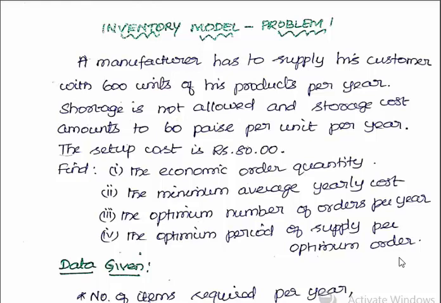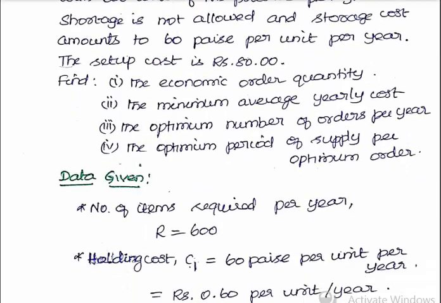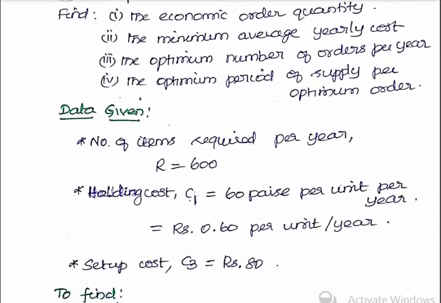The word manufacturer is mentioned, but there is no data about the manufacturing cost of the product. So this problem can be considered to be a purchasing model. The annual demand of the item is denoted by capital R, that is 600. Holding cost C1 is given as 60 paise per unit per year, so that is 0.6 rupees per unit per year. Setup cost is C3, that is rupees 80.